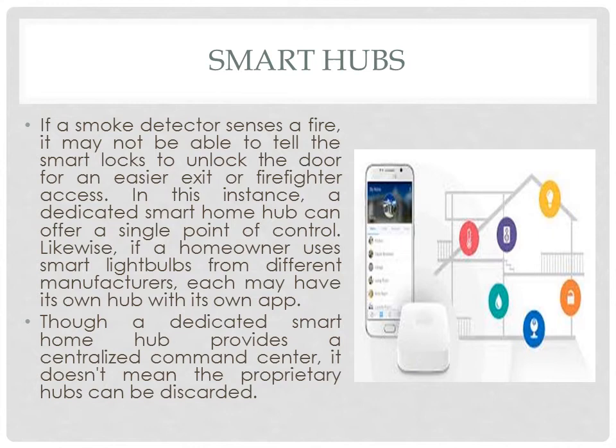Many smart home devices come with their own proprietary hubs, but these systems often cannot integrate with other smart home systems, disabling devices from communicating. For example, if a smoke detector senses a fire, it may not be able to tell the smart locks to unlock the door for an easier exit or firefighter access. In this instance, a dedicated smart home hub can offer a single point of control.